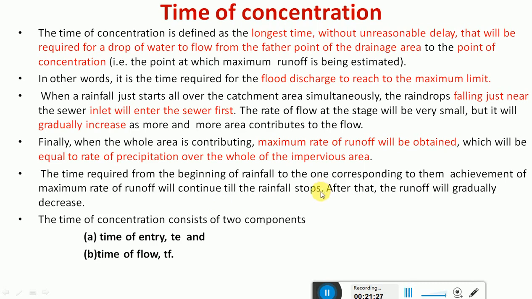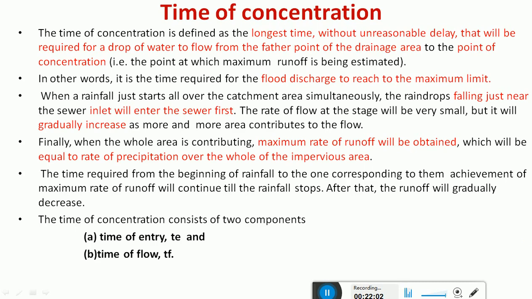If you analyze closely, whenever rainfall occurs, water initially flows slowly over the land and reaches the sewer, and after a certain time the flow starts to increase. When there is peak rainfall or maximum runoff over a drainage area, and as soon as the rainfall stops, the runoff will gradually decrease. This is the natural phenomenon which happens during rainfall, and it is expressed using the concept of time of concentration.